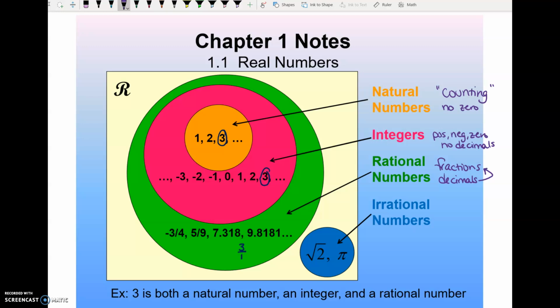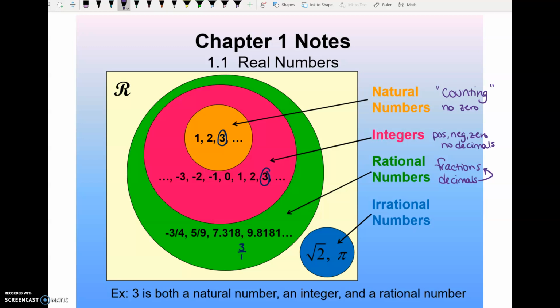Irrational numbers are completely separate from these other three circles. Irrational numbers are decimals that are non-repeating. There's no pattern to them. They keep going forever and ever, and they can't be changed into a fraction. Some very common examples of irrational numbers are the square root of 2. If you do that in your calculator, it's some crazy decimal that keeps on going forever. And pi. Pi is 3.14159, and it keeps on going forever and ever.